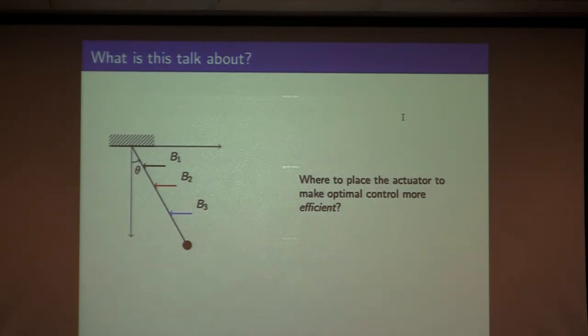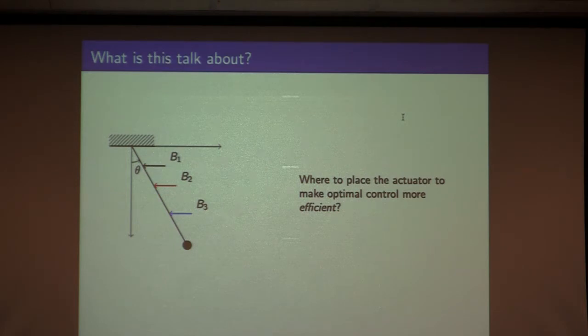Quite intuitively, you will put it at the very bottom. That's what I'm going to call the optimal actuator placement. So the subject of this talk is to try to make this more formal and try to understand the mathematics behind such a problem. So how to place the actuator to make optimal control more efficient, or similarly, or dually, how to place a sensor to make estimation more efficient.